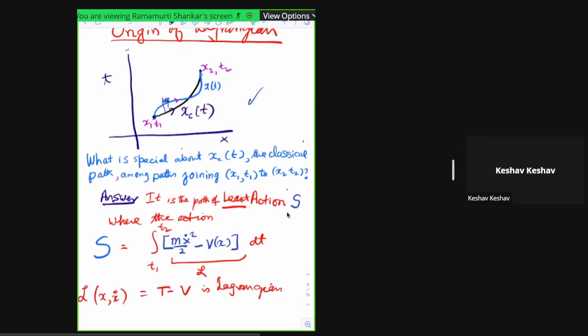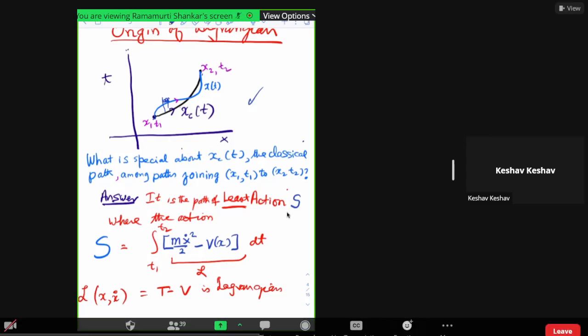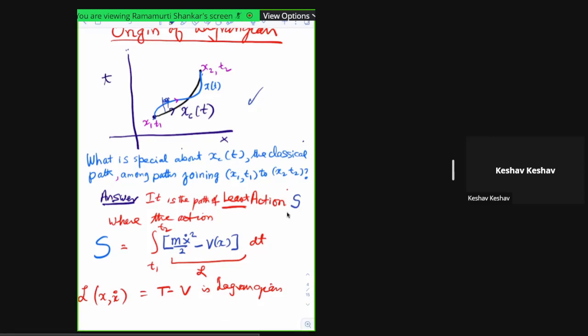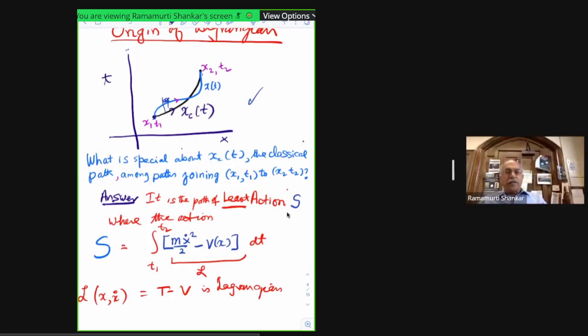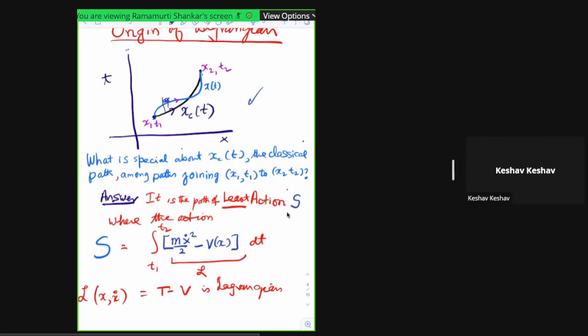Sir, in the least action that we studied in classical mechanics, it says that this integral should be minimum, right? But in the Fermat principle, when we study action, it says extremum. So there is something like, in that we say extremum, in this we say minima.